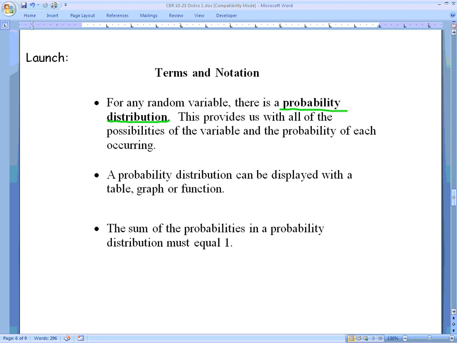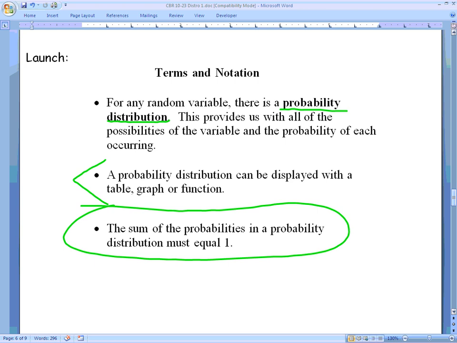A probability distribution can be displayed with a table, graph, or function. And the sum of probabilities in a probability distribution must equal 1. That's everything all put together. That is super important. Maybe the most important thing on this slide, and we'll see it reiterated in the remaining problems that we'll look at.